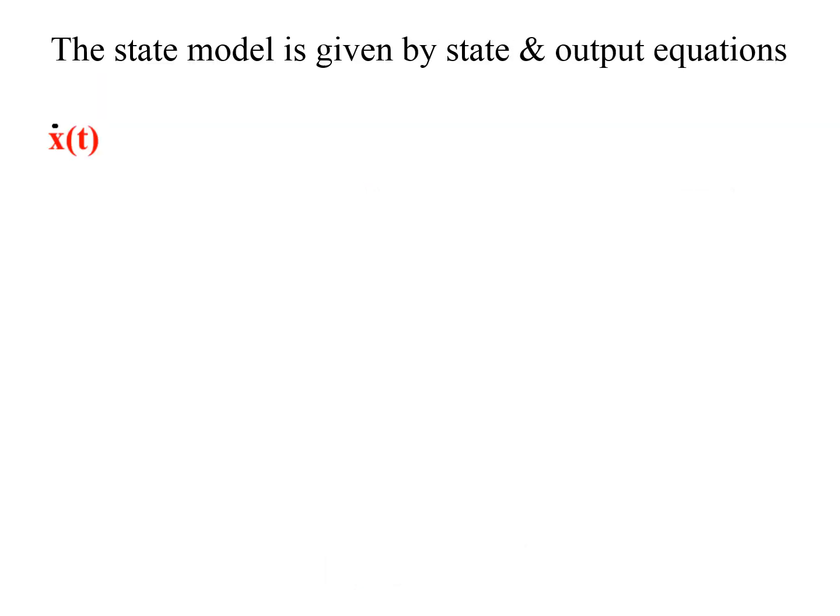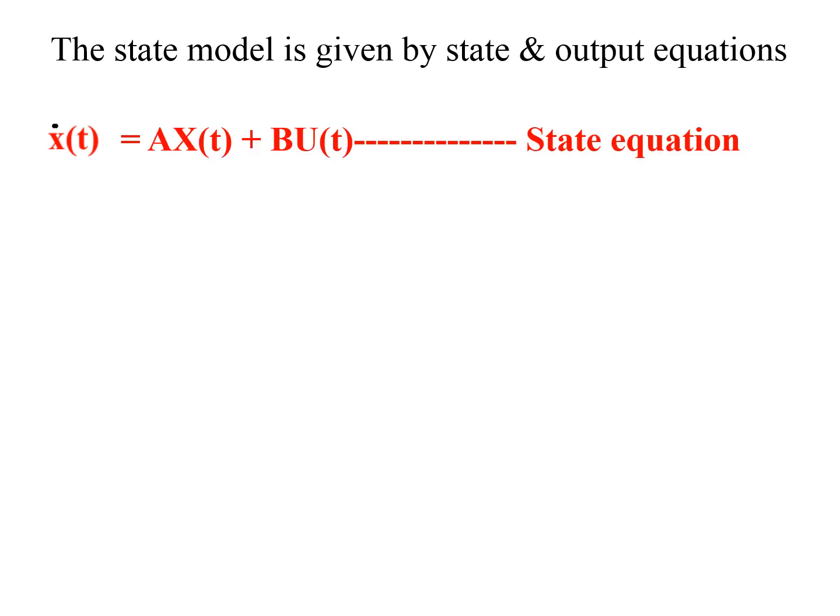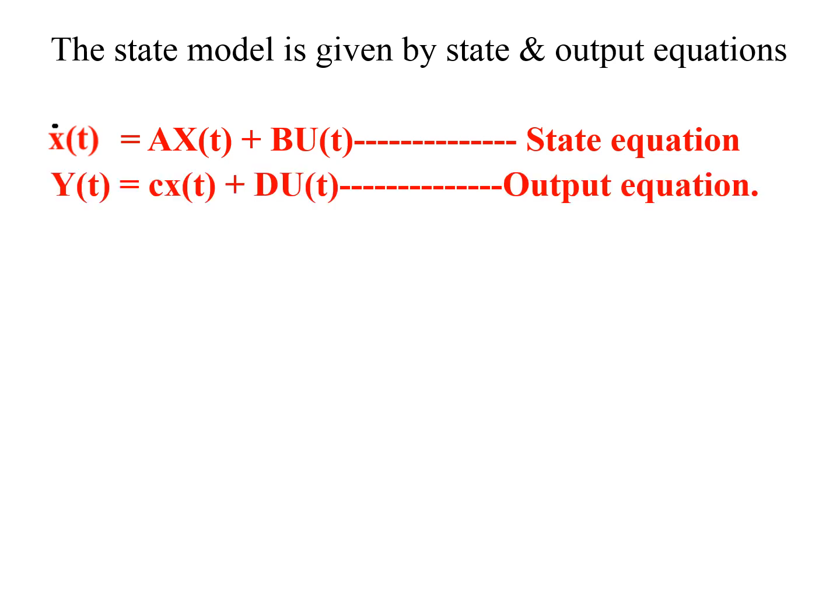That is, the state model is given by the state equation as well as the output equation. State equation: x dot of t is equal to A into x of t plus B into e of t. Similarly, the output y of t is equal to C into x of t plus D into e of t. These are the state model equations.